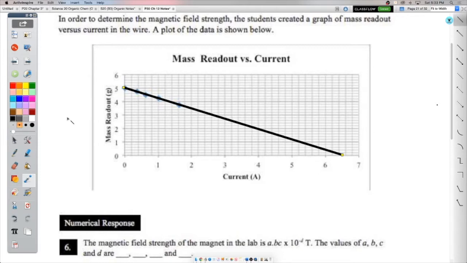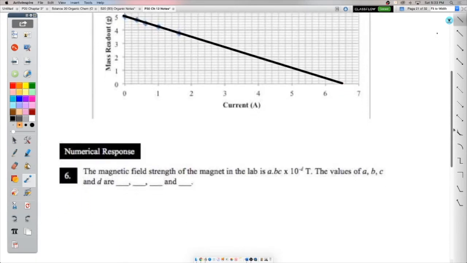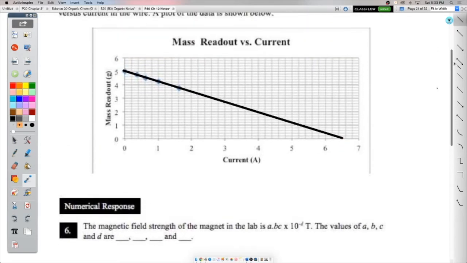Okay, now what are we going to use this line of best fit for? Are we going to find the area underneath it? Are we going to find an intercept? Are we going to use the slope? Well, we actually have a couple options here. I'm going to show you both. Okay, now don't forget, what are we looking for here? We're trying to figure out the magnetic field strength. So let's think about what we have that relates these variables.